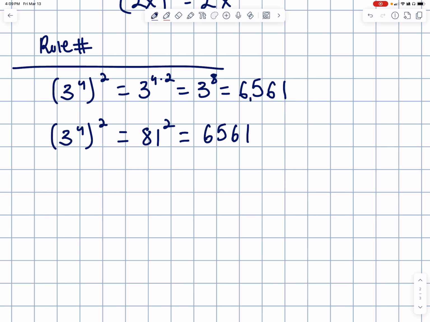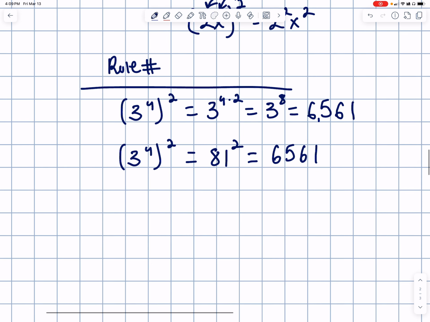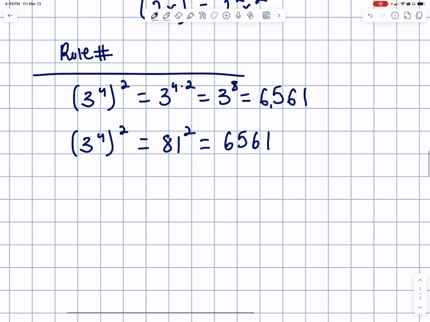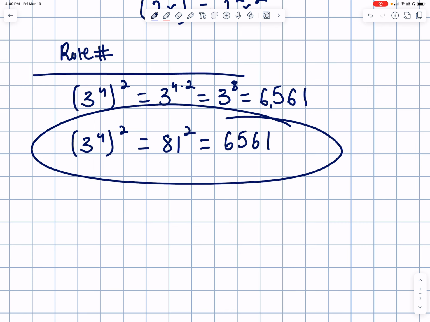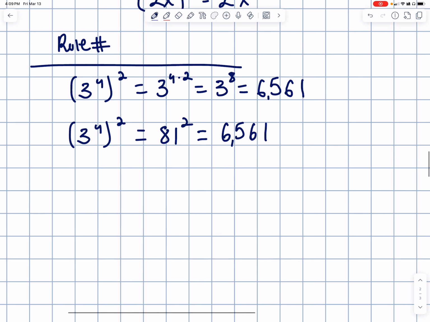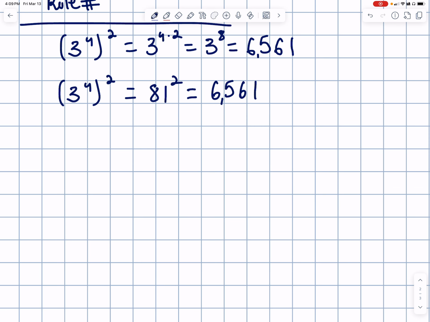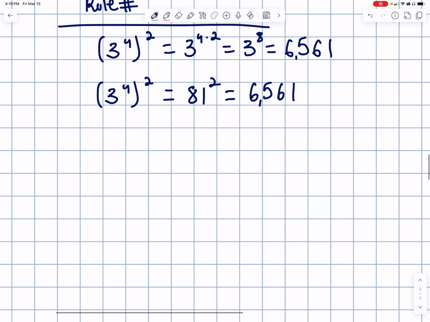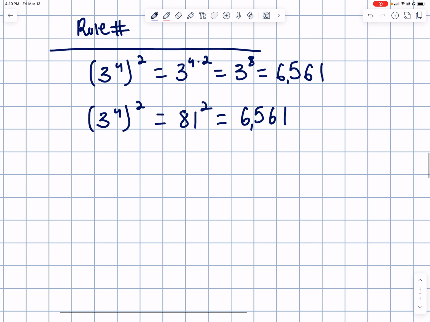I'm not too sure which one I like better. I think I like this one better, but this one might be easier to do in your head because you're doing smaller pieces. So instead of doing 3 times 3 times 3 times 3 times 3 times 3, you could do it fast. 3 times 3 times 3 times 3, 81. 81 times 81, 6,561. So whichever one would be okay. But understand rule number one.